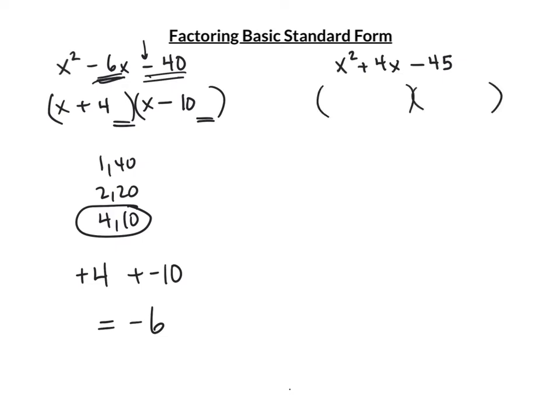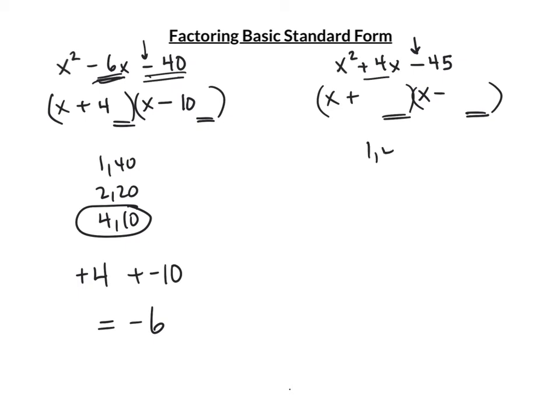All right, last one. X times x makes x squared. This number times this number makes negative 45. It's got to be a positive times a negative. I need factors of 45. One will be positive, one will be negative, and they will add to the middle, positive 4. But again, because I got a positive and negative, it's really easier to think subtract.